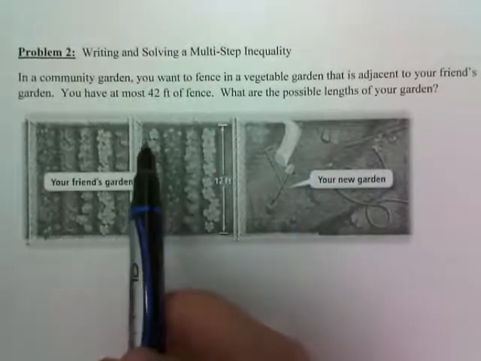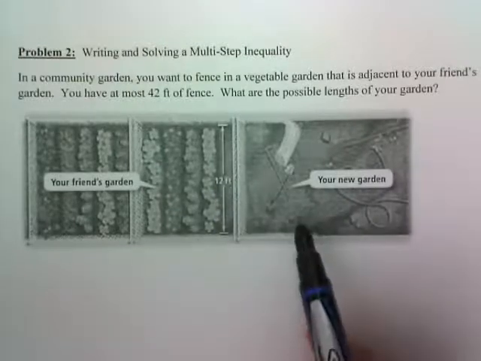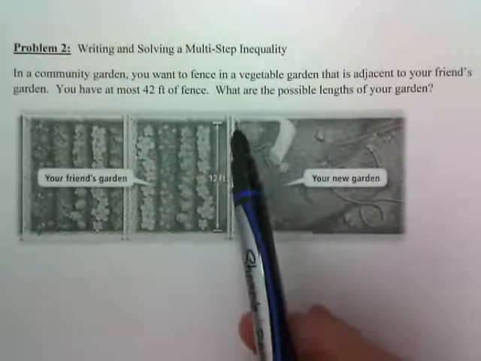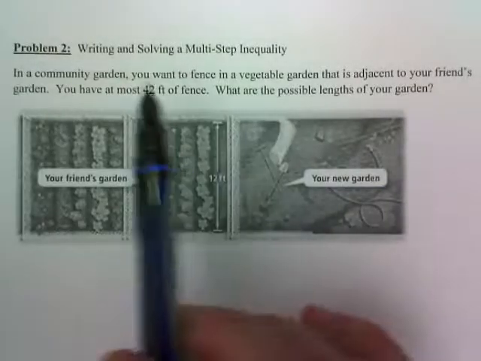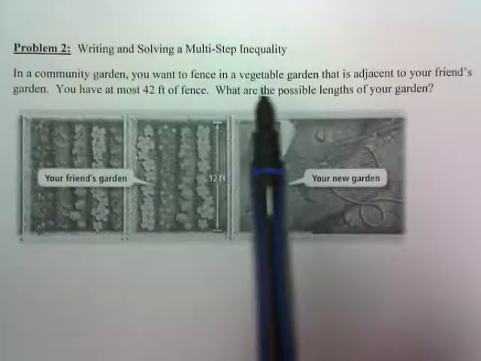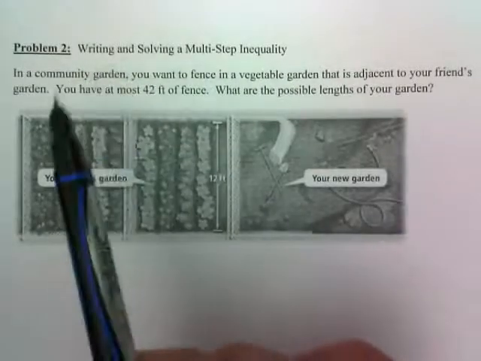This is your friend's garden, and it's fenced. You can see the fence around the garden. This is your garden. And what you want to do is you want to have a fence as well. So let's read through here. You want a fence in your vegetable garden, and it's adjacent to your friend's garden.